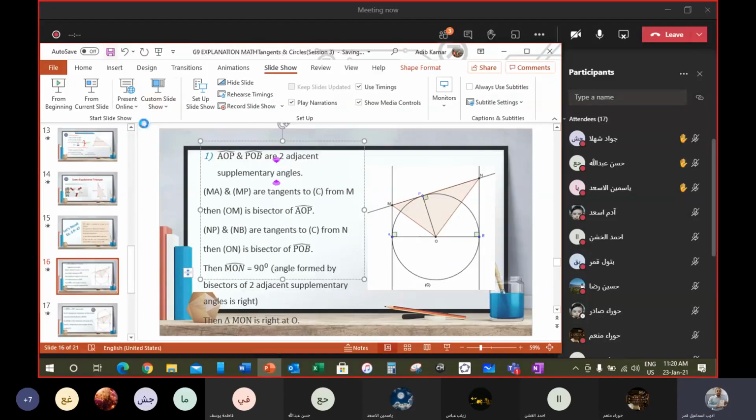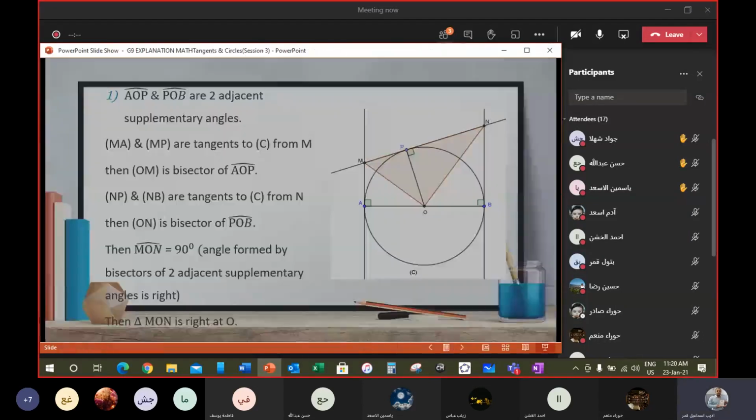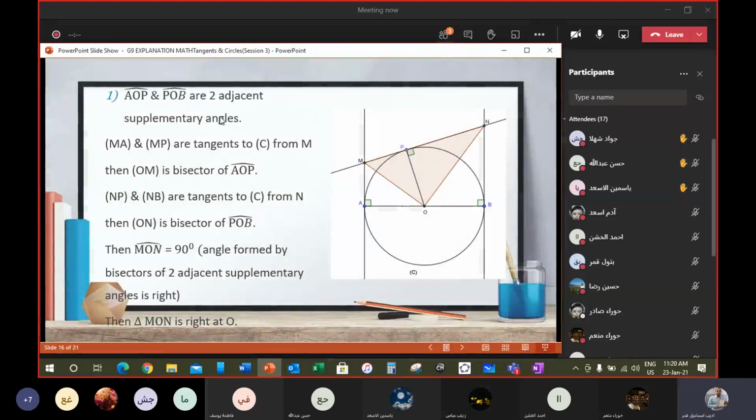We wrote it in this form. We save. So AOP and POB are two adjacent supplementary angles. MA and MP are tangents to C from M. Then OM is the axis of symmetry, that is, the bisector of the angle AOP.